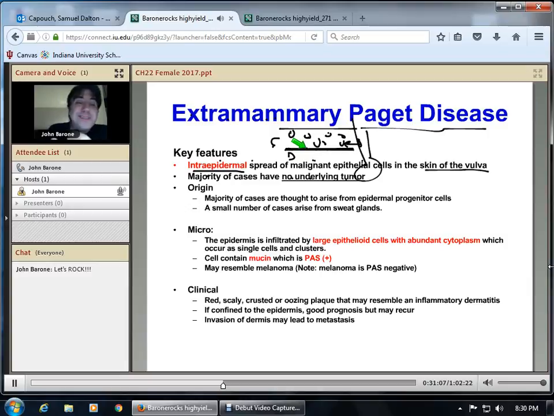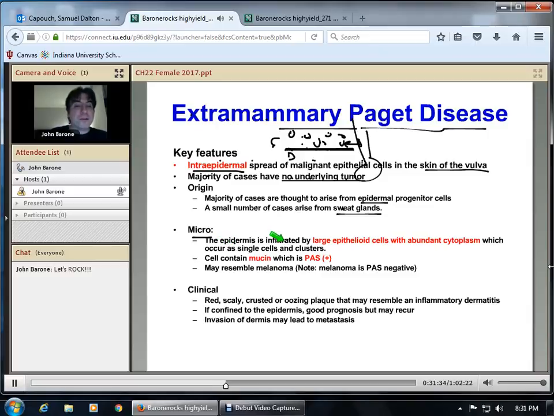But the good news is, you just resect the area that's involved, that's red, remove it, and you cure it, because it hasn't invaded yet. It's only spreading in the epidermis, hasn't gone through the basement membrane yet. Cool. Now the origin, we think most of them are coming from either the epidermis or usually from sweat glands. Probably sweat glands. It says a small number, but probably most cases are sweat glands, we just don't find it.